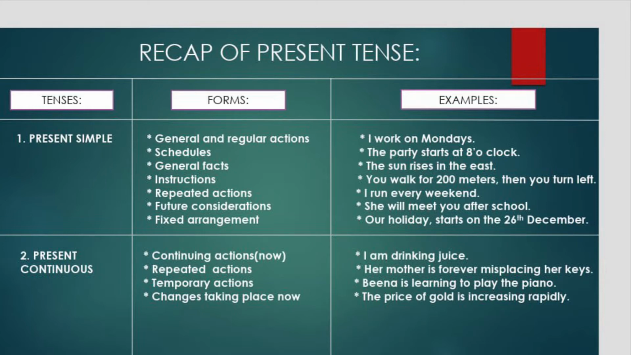Present simple is used for general and regular actions, schedules, general facts, instructions, repeated actions, future considerations and fixed arrangements. And if you look on your right hand side, you will see the examples. Now present continuous, on the other hand, is used for continuing actions that are happening now, repeated actions, temporary actions and changes taking place now. And there too, on the right hand side, you will get to see examples.